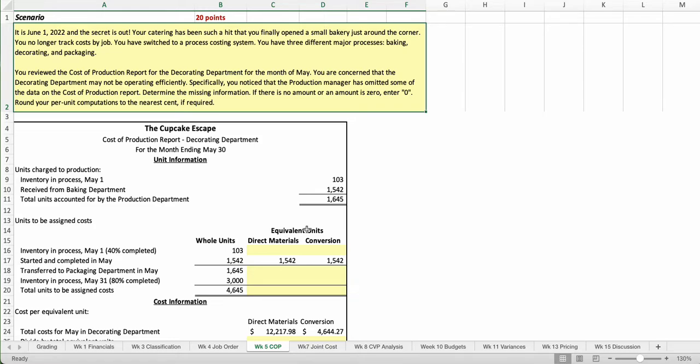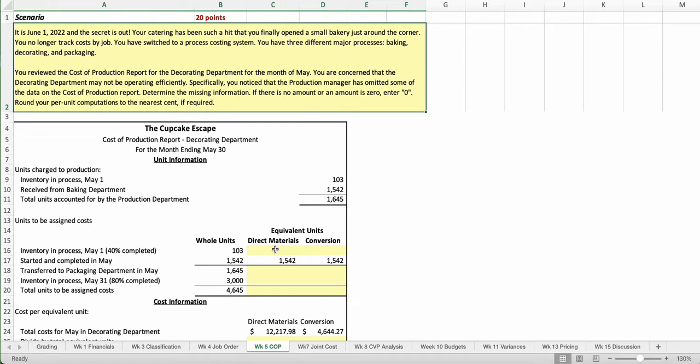So you reviewed the cost of production report for the decorating department, and you're concerned because you don't know if the department is operating efficiently. Specifically, you notice that the production manager has omitted some of the data, so you're really going to fill it in. This is a lot of information, and the cost of production report does have a few steps in it.